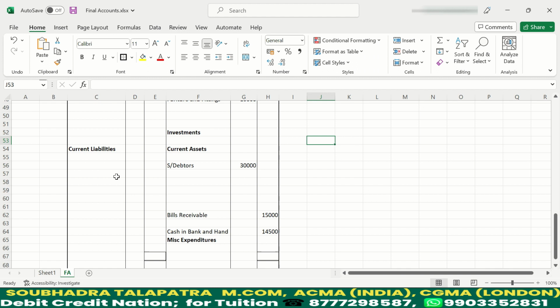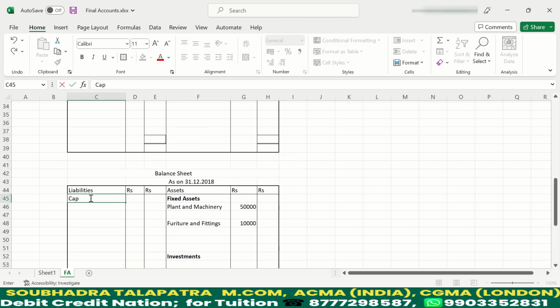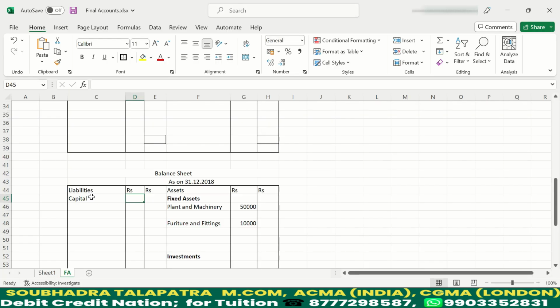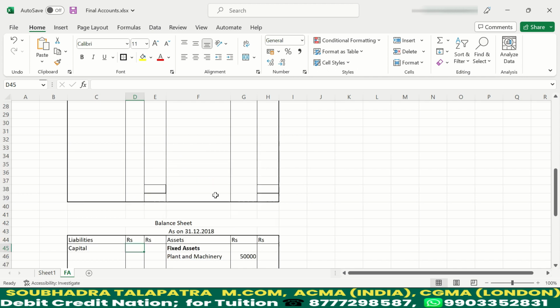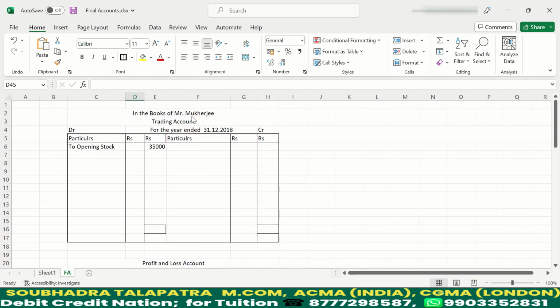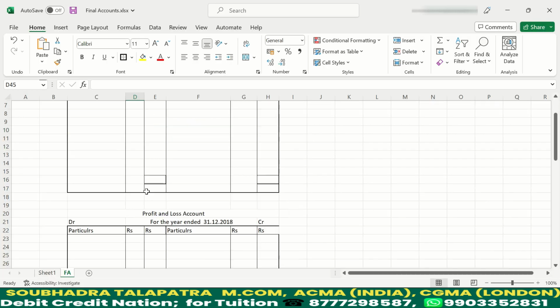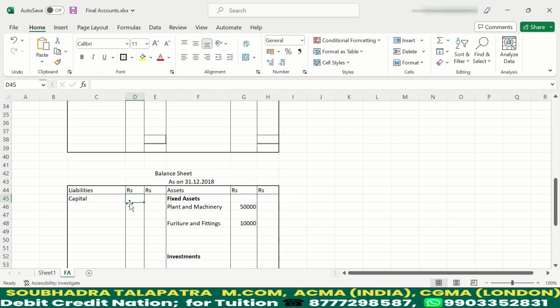Next item is capital. Capital is the first item in the liabilities. Why is capital a liability? Because in accounting, the business has a separate legal entity. So the business's responsibility is to get the capital back to the owner. Mr. Mukherjee has started this business with a capital of 80,000. So the business's responsibility is that at the end of the year, it should give back 80,000, and along with that some profit should be given.